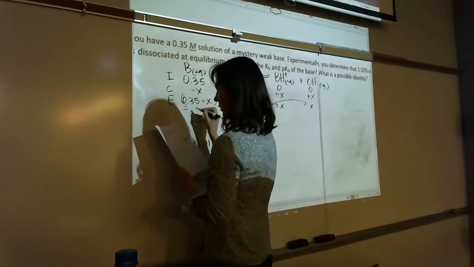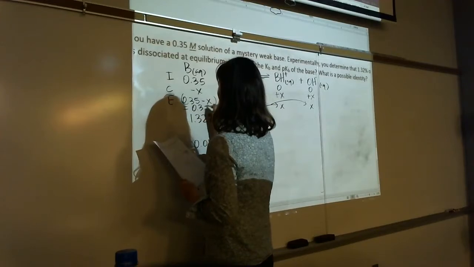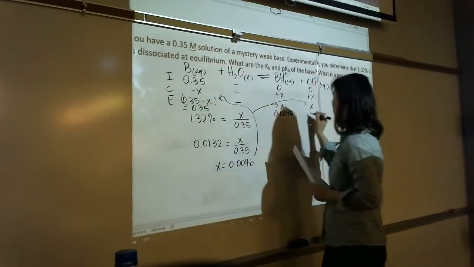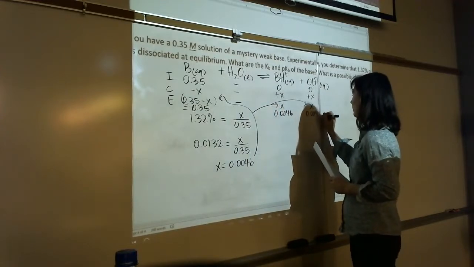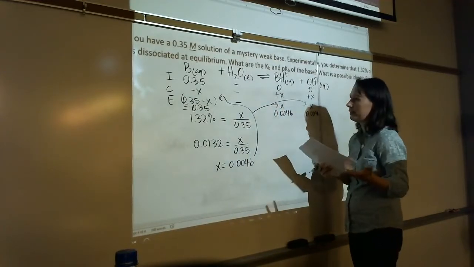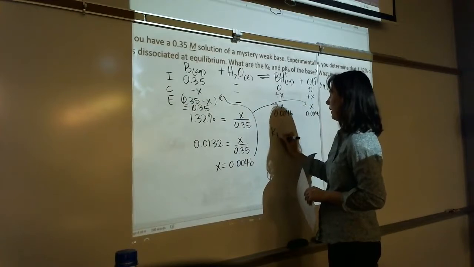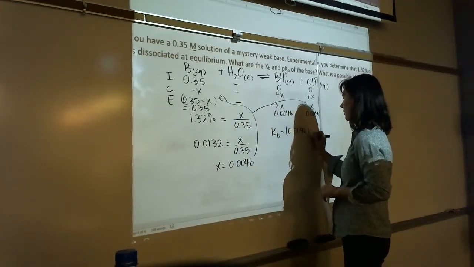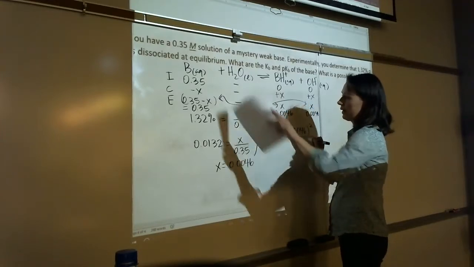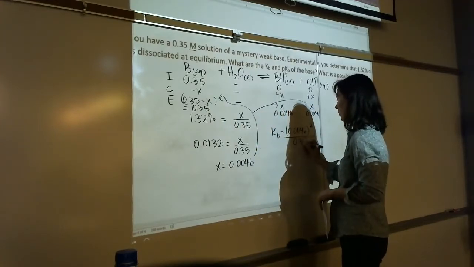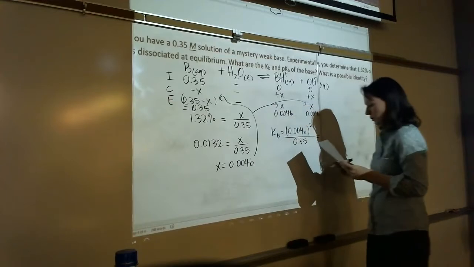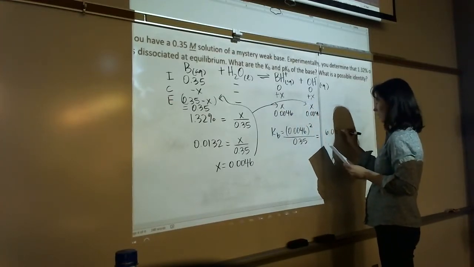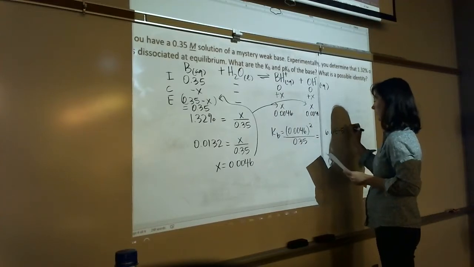Plug it in here, here, and here. So this equals 0.35. This is 0.0046. 0.0046. So now I have everything I need to calculate KB. KB is 0.0046 squared over my initial 0.35. So I got 6 times 10 to the negative 5th.